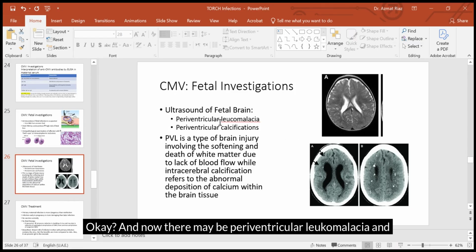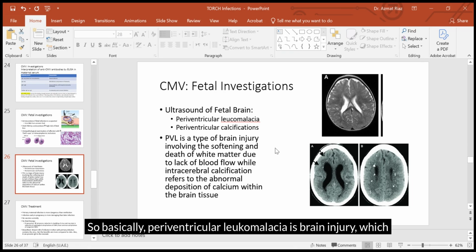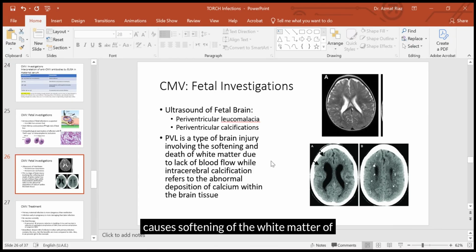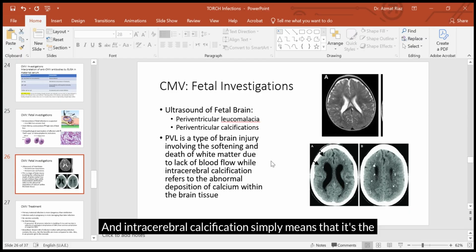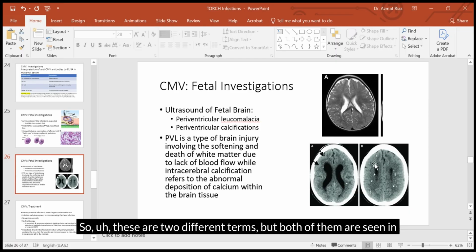And now there may be periventricular leukomalacia and there may be intracerebral calcifications. They are not the same terms. Periventricular leukomalacia is brain injury which causes softening of the white matter of the brain because of lack of blood flow. And intracerebral calcification simply means the deposition of calcium in the brain. So these are two different terms, but both of them are present in cytomegalovirus.